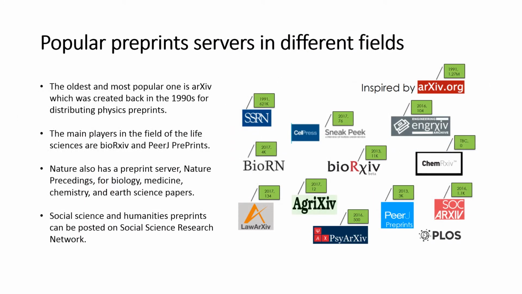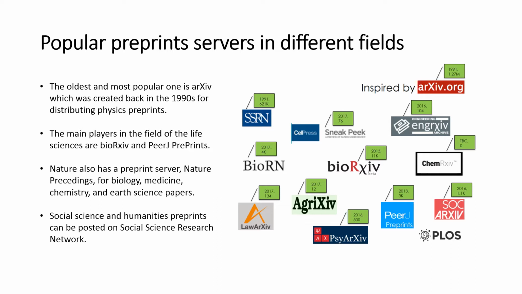There are several sites that host preprints, often known as preprint servers or repositories. While some of the preprint servers host papers from various disciplines, others cater only to selected disciplines. The oldest and most popular one is arXiv, which was created back in the 1990s for distributing physics preprints. The site currently hosts papers from various disciplines such as physics, mathematics, computer science, and statistics.